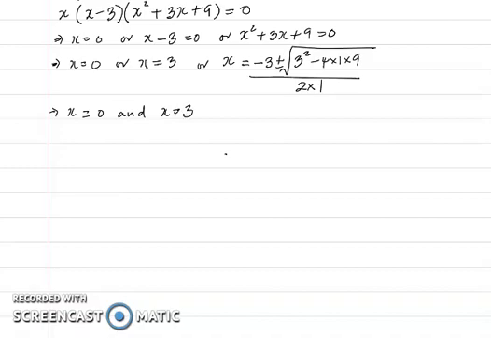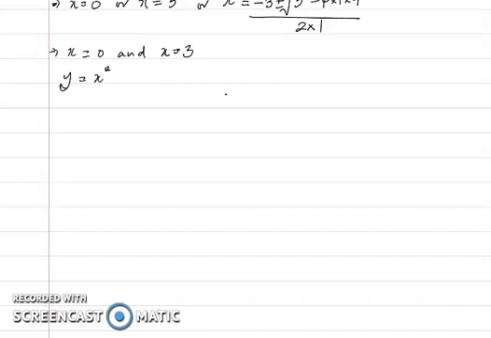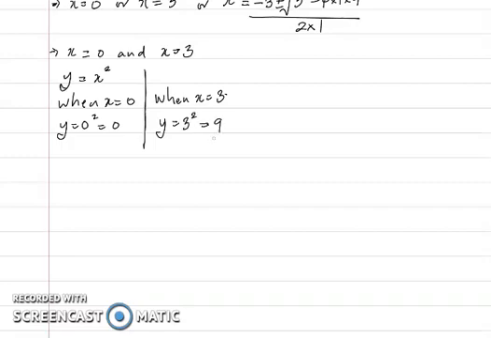Now we have the values of x, and we're also going to need the values of y at the point of intersection. The reason for that is going to become clear as we progress. So y is equal to x squared. This is one of the curves. Also, because at the point of intersection the x and the y values are the same, I can use any curve to generate the y value. So when x is equal to 0, I'm going to get y is equal to 0 squared, which is also 0. When x is equal to 3, I'm going to get y is equal to 3 squared, which is 9. So (0, 0) and (3, 9) are the coordinates of the points of intersection of the two curves.